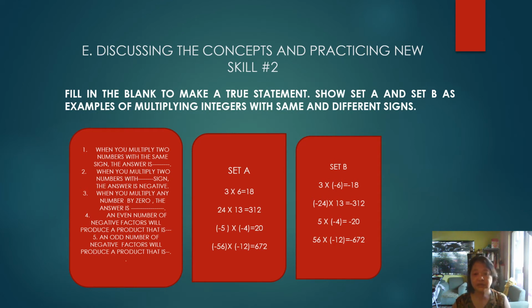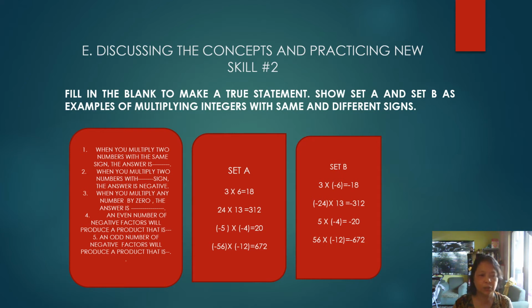So we have here set A and set B, examples of set A and set B to compare. Okay, so 3 times 6, since both are positive, the answer is 18. So 24 times 13, both positive, the answer is 312. So we have now negative 5 times negative 4. What is the answer? Since both are negative, what is the answer based on your rule?